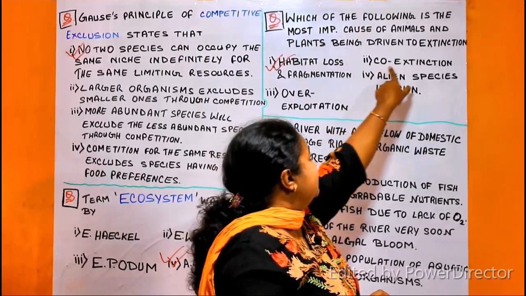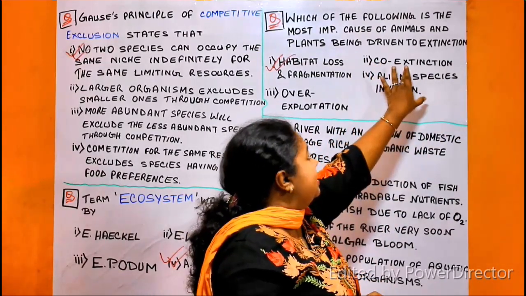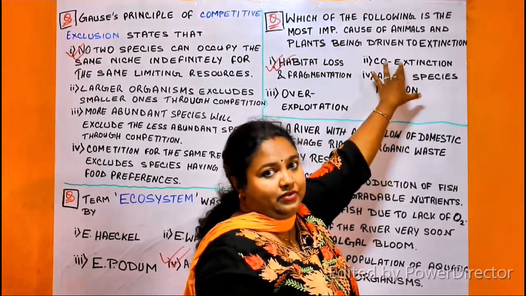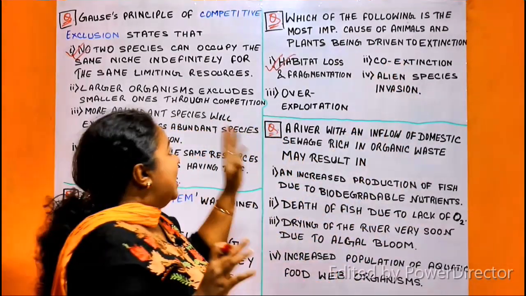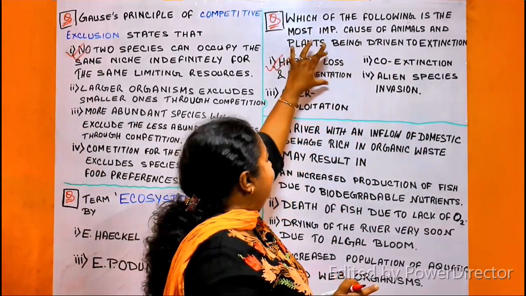So population density will decrease. Co-extinction is also a kind of extinction, but it will take some time. It is gradual. Sudden extinction will not be there like this. Okay.